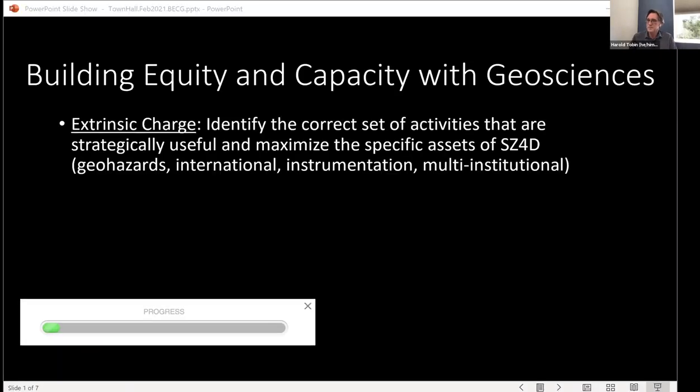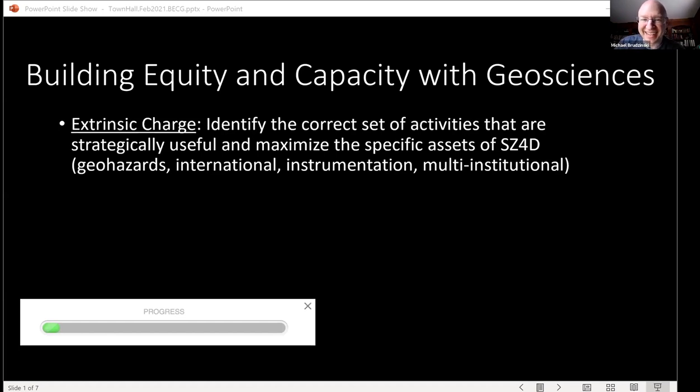And the first of those will be from the Building Equity and Capacity Integrative Group. Mike Brodzinski is going to present. And Mike, you can go ahead and do a share. Can you see it over there, Harold? Yes, looking good. Okay. All right, great.